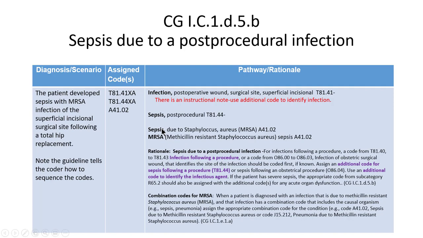And I note here you can find two different ways to find this code, using either sepsis or MRSA as your main term. If you read the guideline here, it tells you how you're going to code this. You're going to code the infection first, then you're going to use an additional code for the sepsis, and then you're going to identify the organism here.